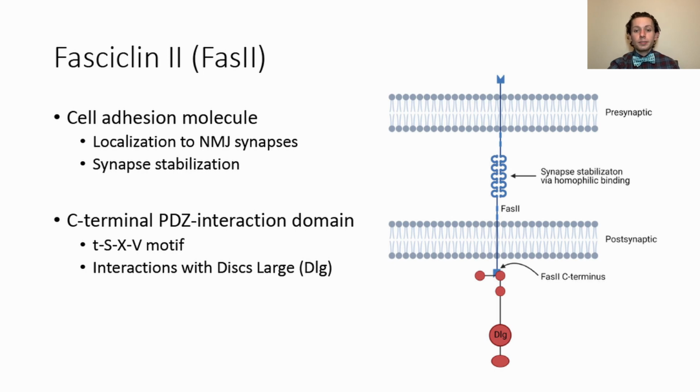Fasciclin 2, Fas2, is a cell adhesion molecule which is known to localize to NMJ synapses, to both the presynaptic and postsynaptic membranes of these synapses, and is involved in stabilization of these synapses by anchoring the presynaptic to the postsynaptic membranes through homophilic adhesion. Fas2 also contains a C-terminal PDZ interaction domain through which it interacts with DysLarge, a scaffolding protein that is known to have critical roles in development of the subsynaptic reticulum.